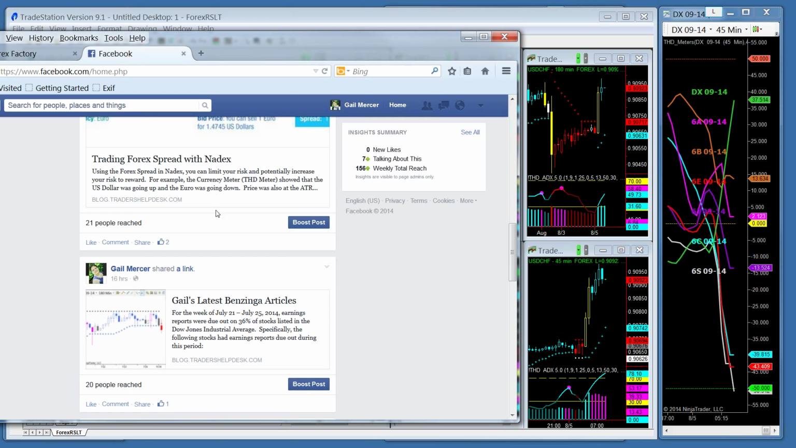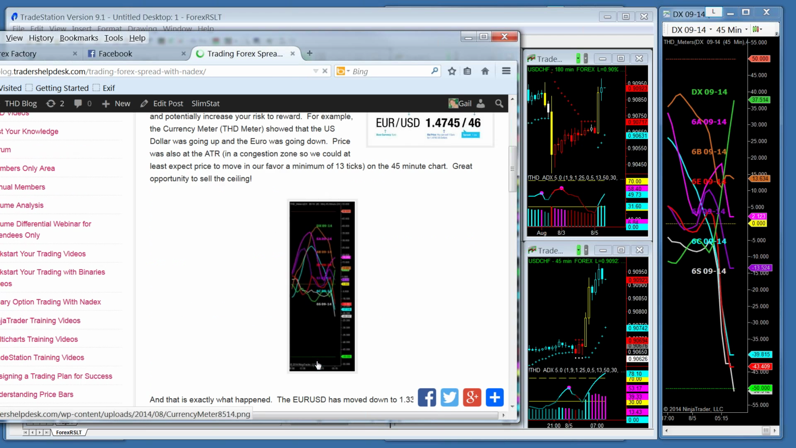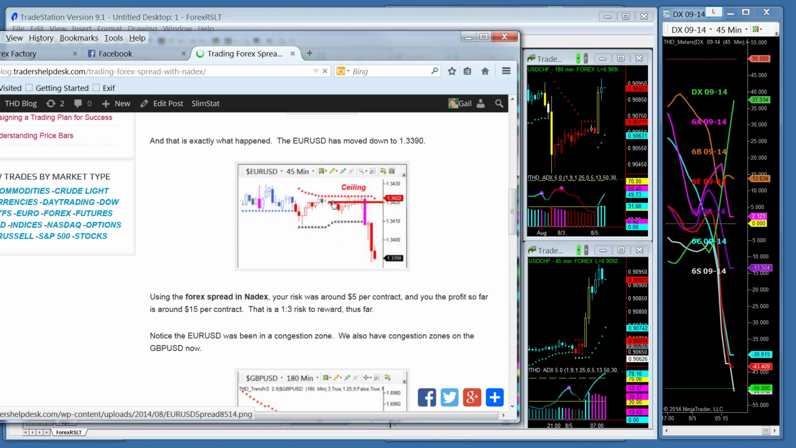There was also another one on the Euro US dollar. You can see it was in the congestion zones. When you learn to trade these, they'll probably be your favorite trades. You're at the ATR, you saw the congestion dot down here, so that's a very, very low risk entry point, whether you're using a spread or the actual Forex pair.